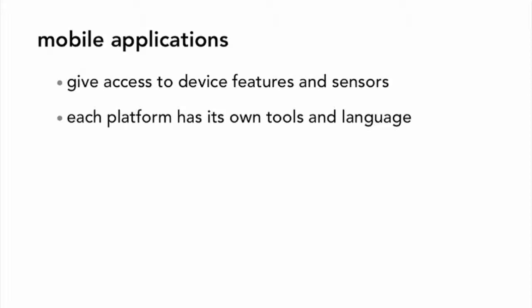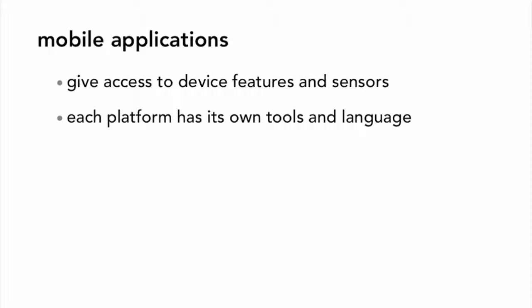All the major platforms tend to have very different ways to build mobile applications. They each require their own tools and languages to deploy their applications and create content for them. A good example is Xcode and Objective-C for building iOS applications, and Eclipse and Java for building Android applications.